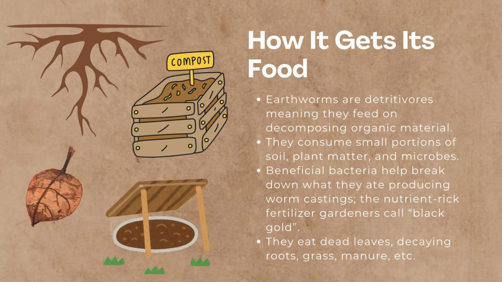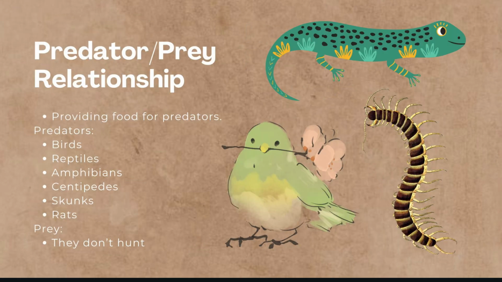Their beneficial bacteria help them break down these composts, and they produce worm castings, which are basically nutrient-rich waste that fertilizes the soil. This constant recycling keeps the soil healthy and productive. Later in a little bit, I'll explain more about how it's beneficial to humans. It's known as fertilizer and black gold. They eat dead leaves, decaying roots, grass, manure, etc.